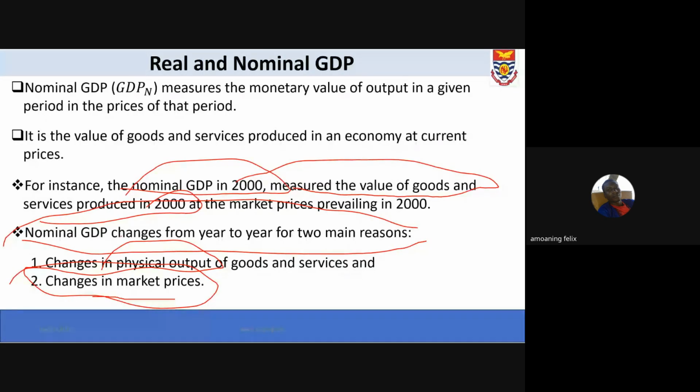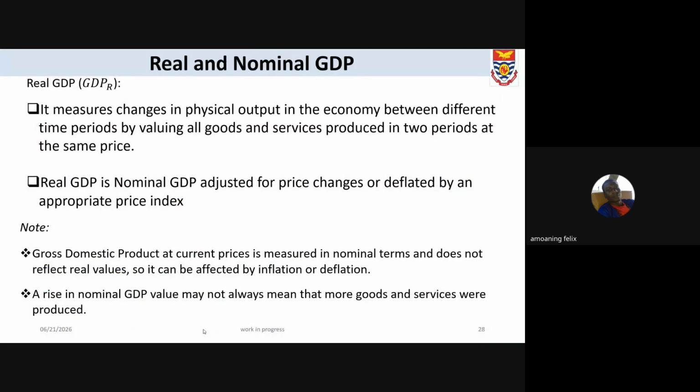And because prices are prone to inflation, any change in price without necessarily any change in physical output will mislead us to say that our GDP has increased, not knowing that the increase in the GDP is as a result of the increase in prices of goods and services. And to avoid this, we use the real GDP, which measures changes in physical output.